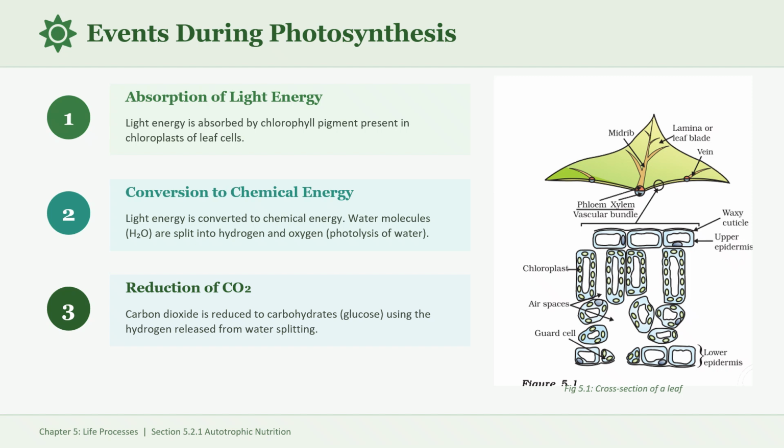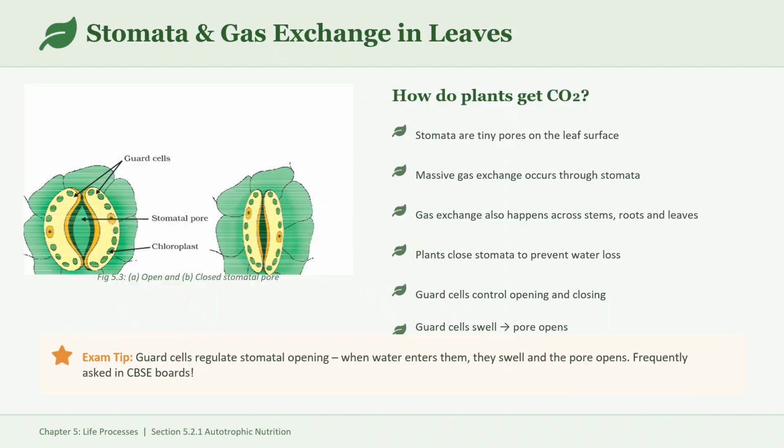See, if any one thing is absent here, photosynthesis cannot happen. So carbon dioxide plays a very important role. So what happens here? The carbon dioxide is reduced to carbohydrates. The carbohydrate is nothing but the glucose molecule, C6H12O6, as we saw. It is using the hydrogen released from the water splitting.